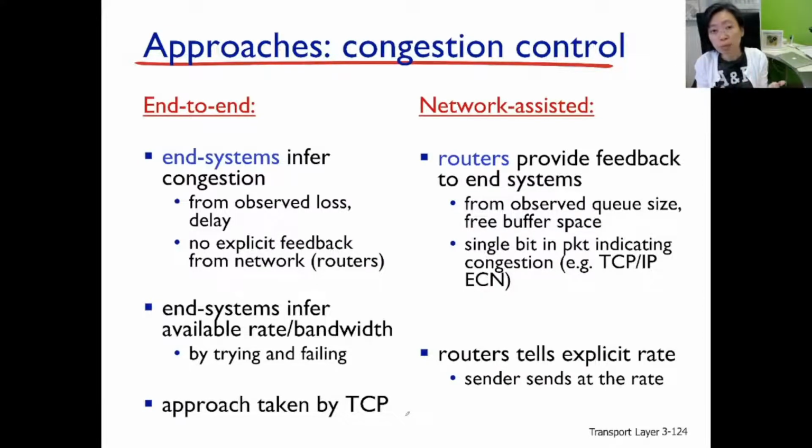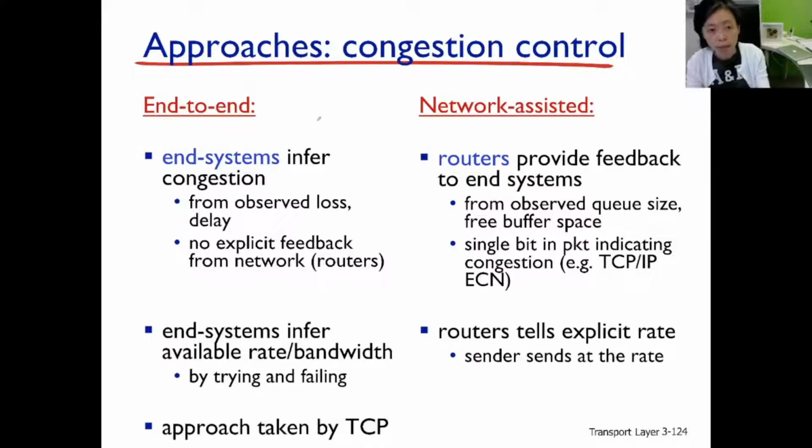And there are two major approaches allowing us to achieve those. First is called the end-to-end based approach, the other, the network-assisted approach. Now from the name of it, you probably guessed. End-to-end means the end systems are doing much of the work, detecting congestion, informing the traffic source to slow down. Network assisted, on the other hand, is asking the routers to do all this work instead. Let's first focus on the end-to-end approach.